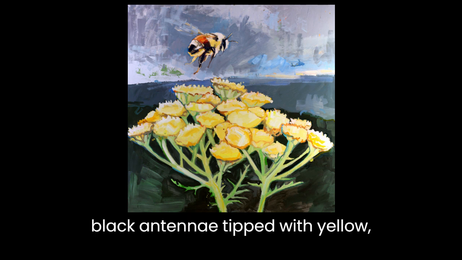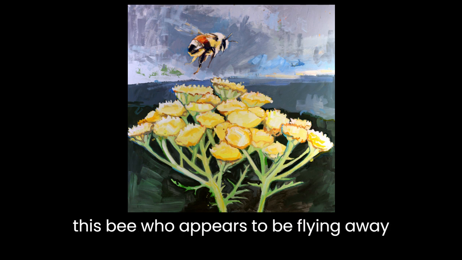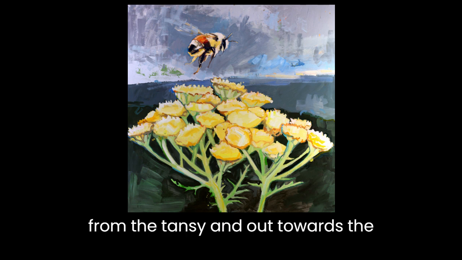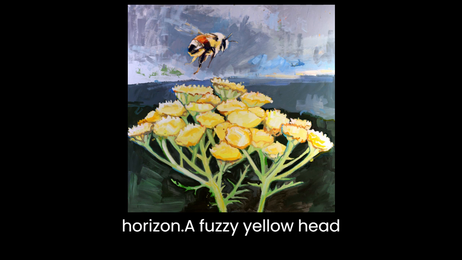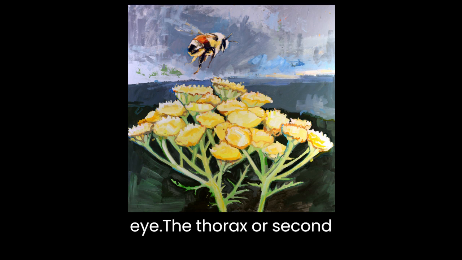2 short black antennae tipped with yellow, perhaps from pollen gathering, start off this bee who appears to be flying away from the tansy and out towards the horizon. A fuzzy yellow head hosts the large oblong black compound eye.